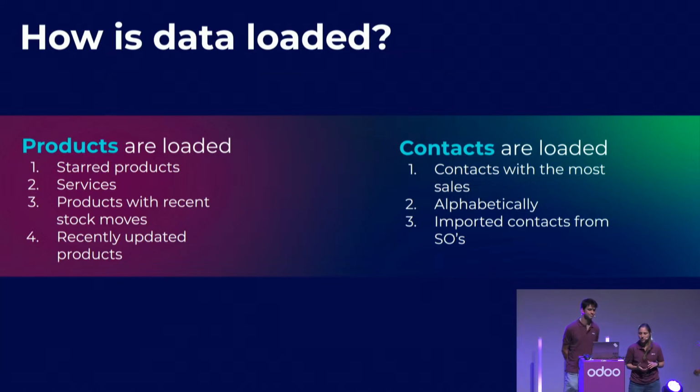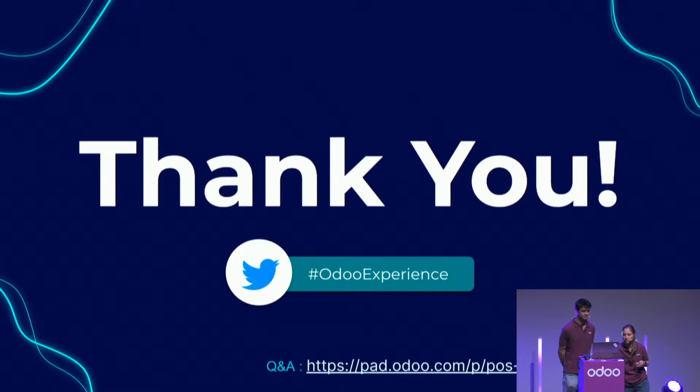So how is data loaded? You're going to load products first by loading the starred products, then services, products that were recently sold, and finally recently updated products. And the same way is going to be for the contacts as well.